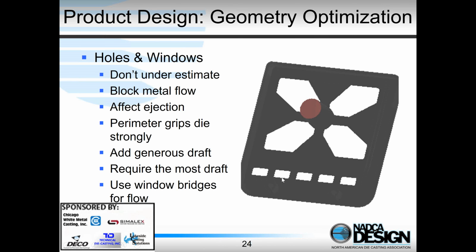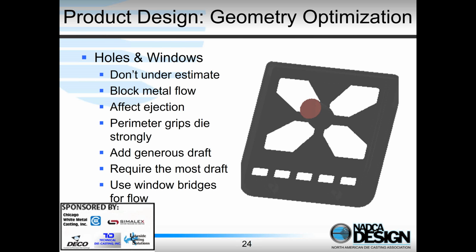And then another thing that some of you may have heard of from die casters, if we want to flash across the window. And so what we can do is we can add a 10 or 20 thousandths bridge across the window and then trim out that flash afterwards. And again, that helps the metal flow from one side to the other side across the window, and also helps prevent sticking in the die during ejection.